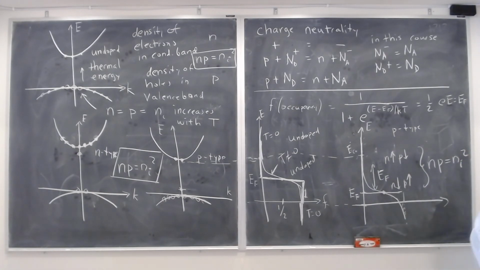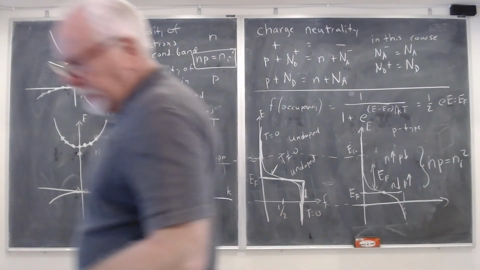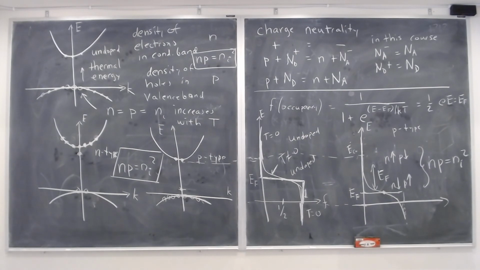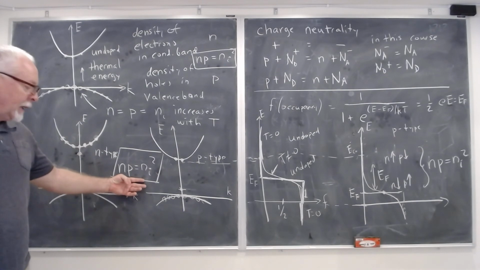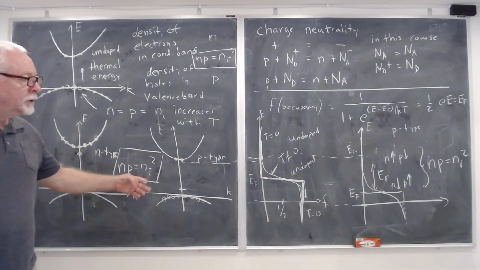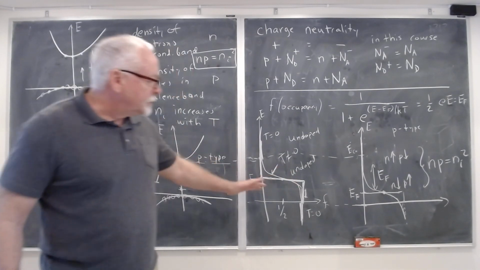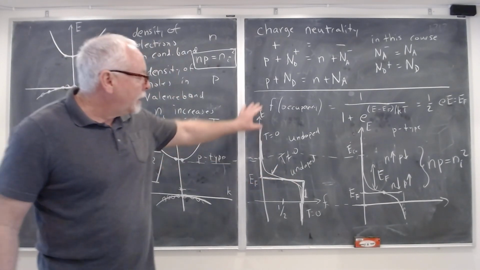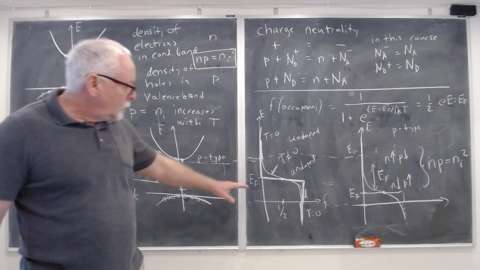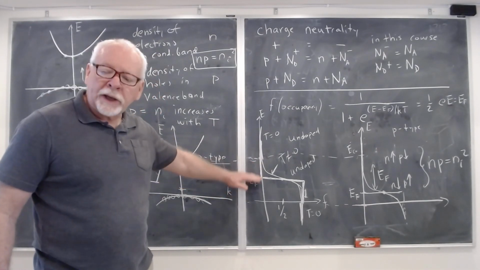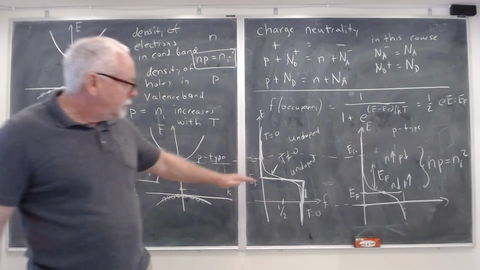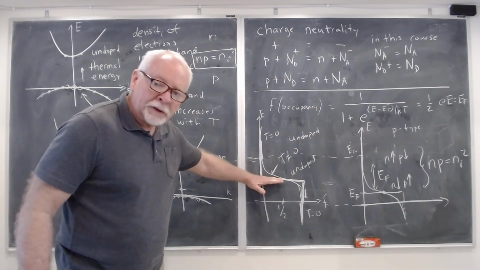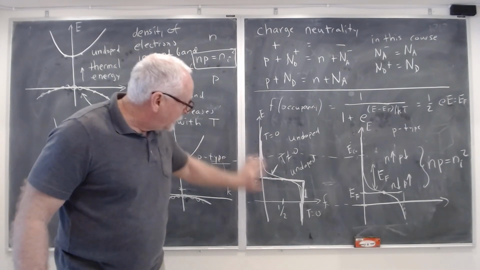So the first step to understanding my assertion before the midterm that n times p is always equal to ni squared is to look at these pictures with the Fermi-Dirac function and move the Fermi level around in the gap. That sort of shows you qualitatively, at least, that when I'm undoped and EF is in the middle of the gap, n equals p.